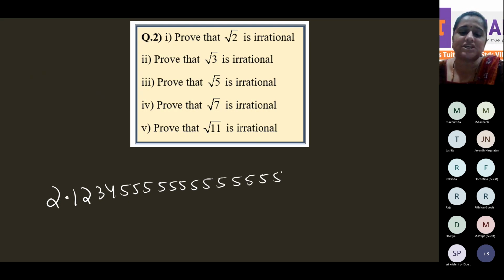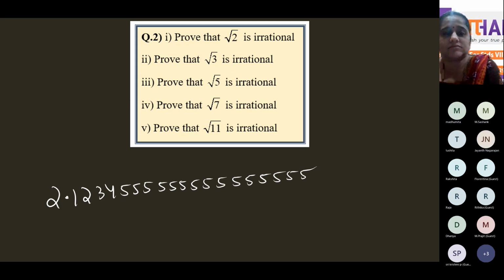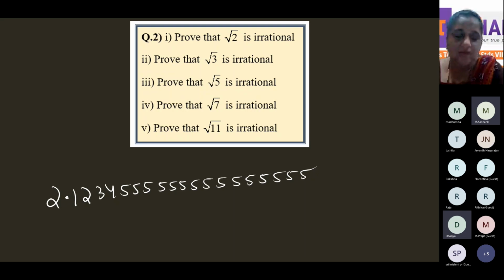Is this rational or irrational? Rational. Rational number, ma'am. Why? It's terminating and repeating, ma'am.